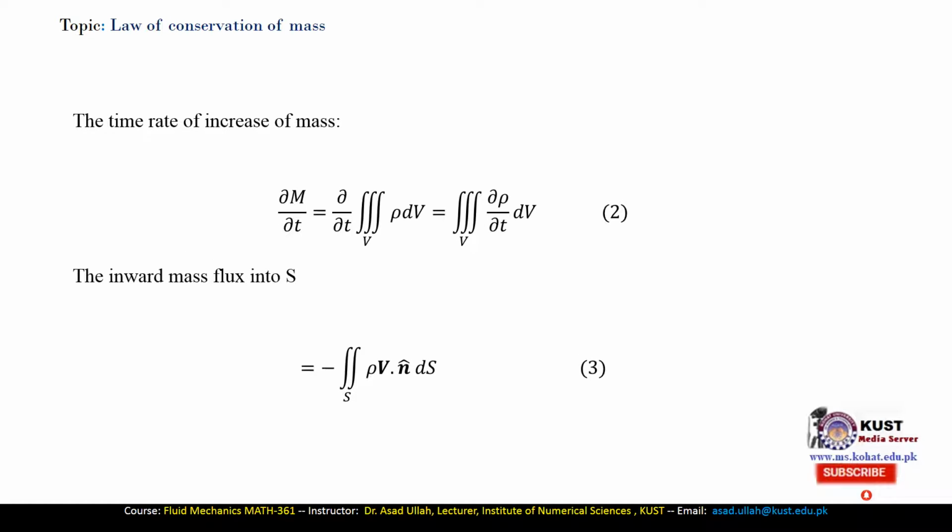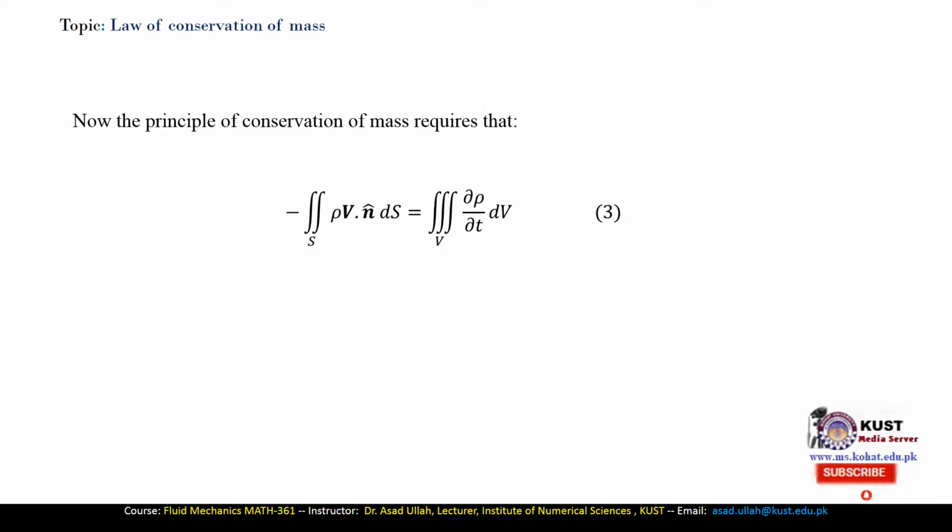Now, the inward mass flux into the surface S is given by equation number 3. This equation was proved in the previous lecture, and its detailed derivation is given in the last lecture. The negative sign shows the direction of the flux, where v is the velocity vector, n is the unit normal to the surface S, and rho is the density.